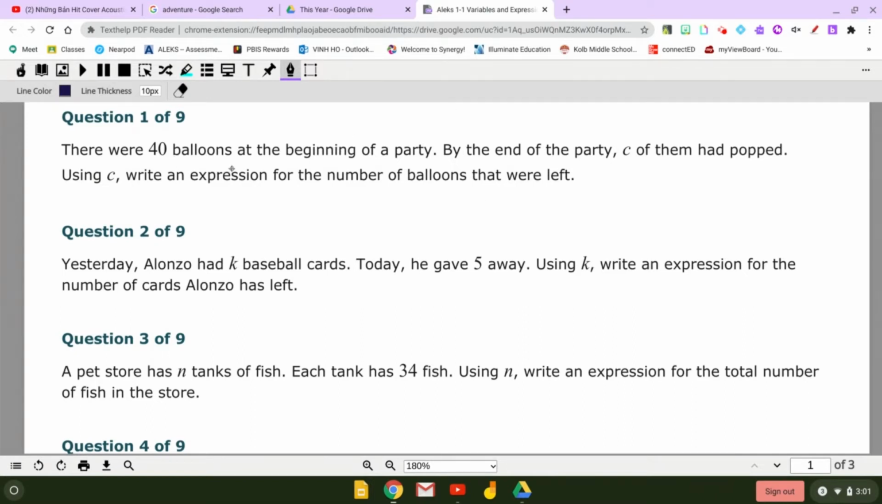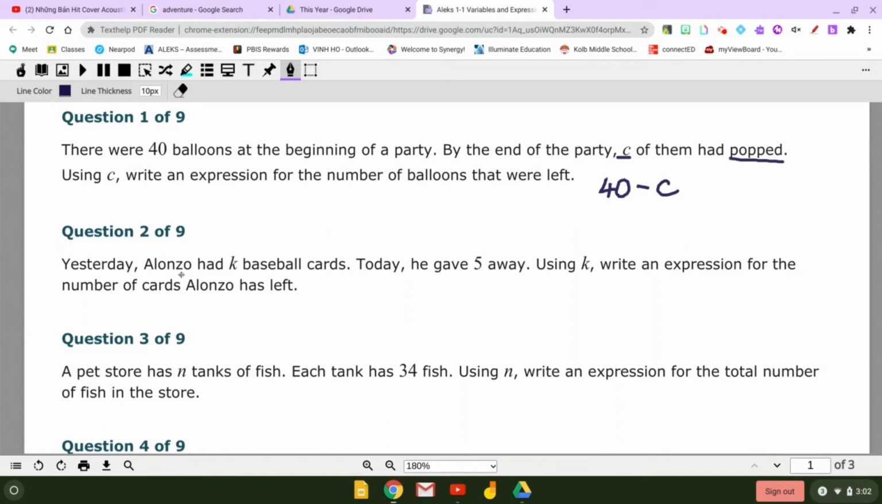There were 40 balloons at the beginning of the party. By the end of the party, C of them had popped. So C of them have popped, which means we no longer have those balloons. Use C to write an expression for the number of balloons that were left. So we begin with 40 balloons and we pop a couple of them. We don't know how many. It's C. So basically just 40 minus C. That's it. They asked you to write an expression. We did. That's the answer, 40 minus C.